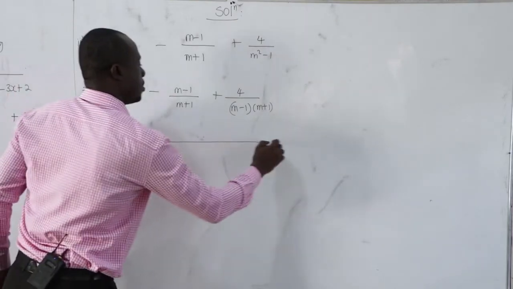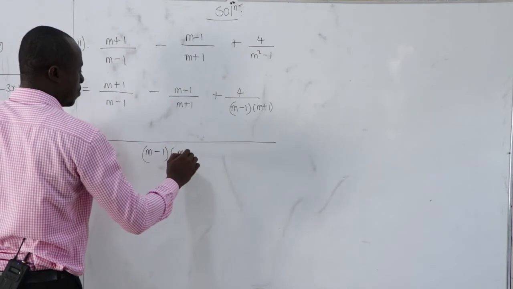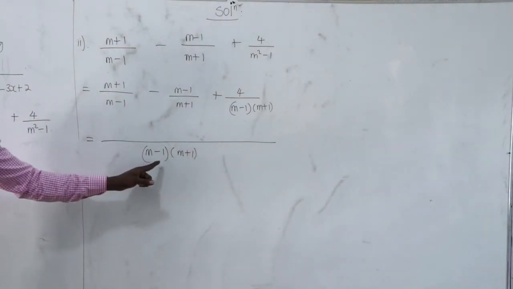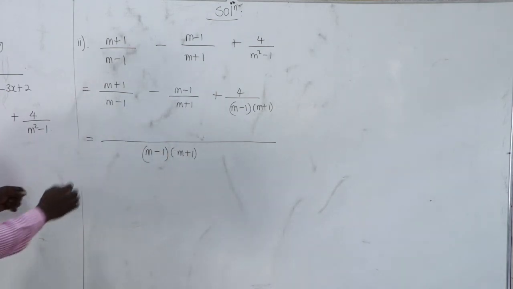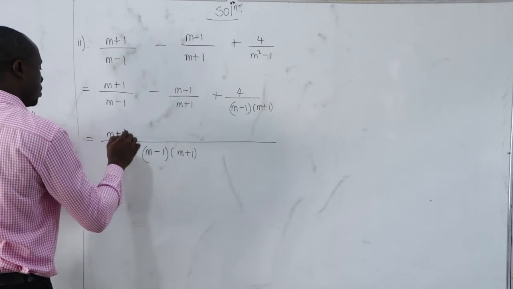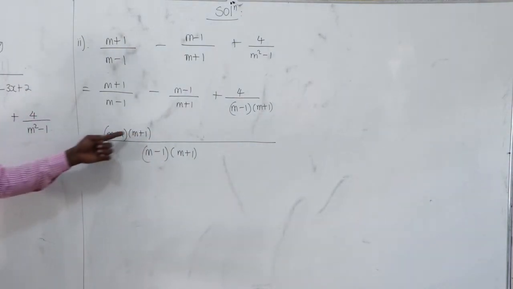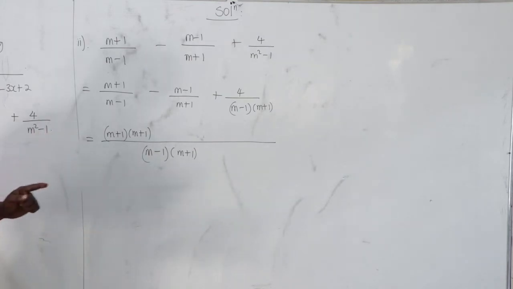Now from here, what is the LCM? Our LCM is m minus 1, m plus 1. Now m minus 1 will cancel m minus 1, leaving m plus 1. So m plus 1 times m plus 1, and this can be m plus 1 squared. And if you know a plus b all squared, that will be a squared plus 2ab plus b squared. But don't worry, let's take our time.